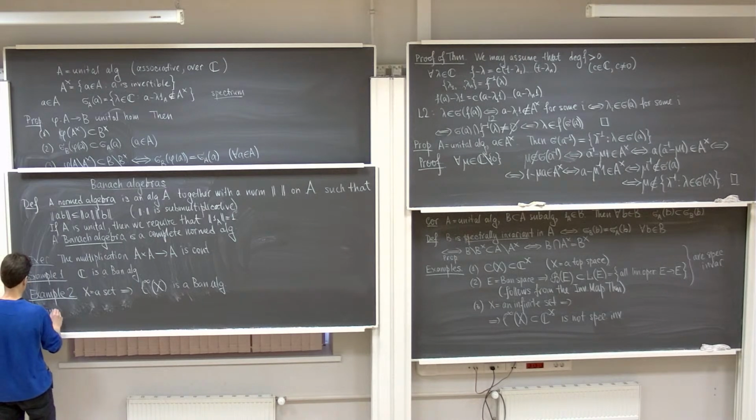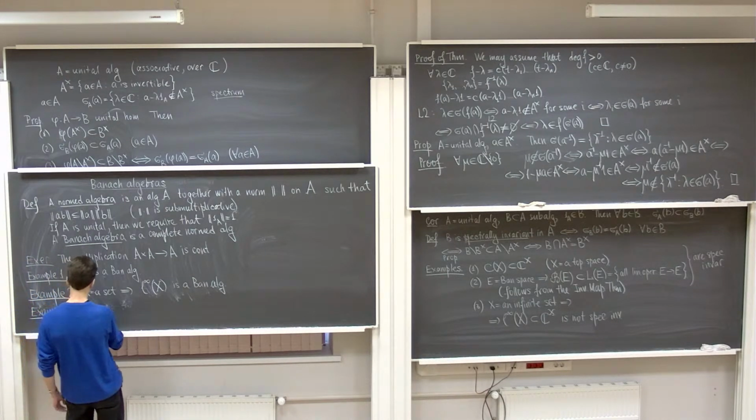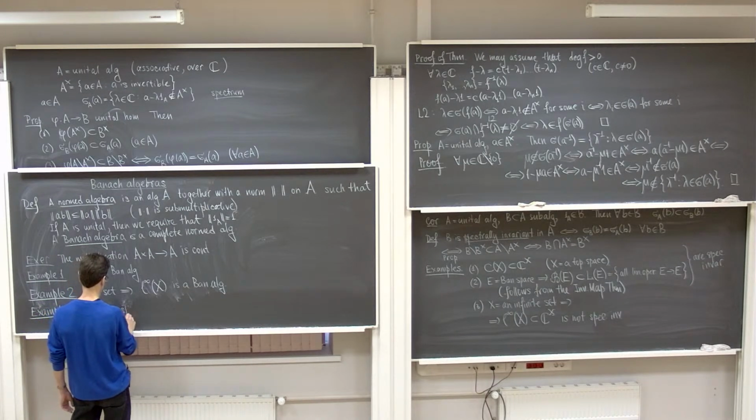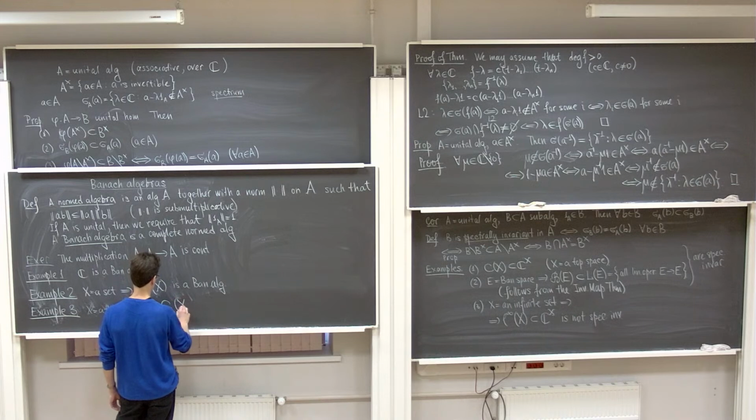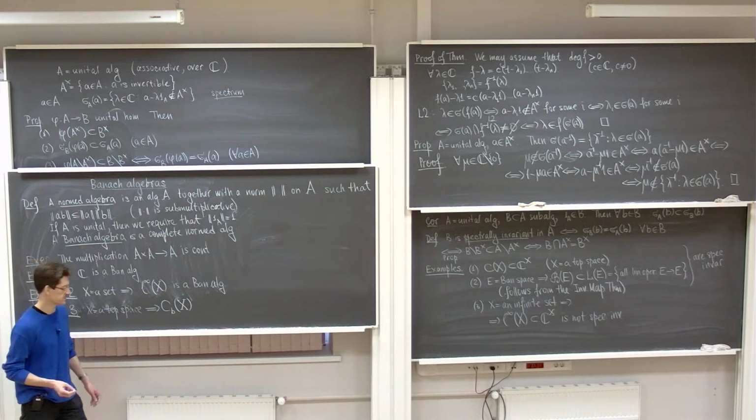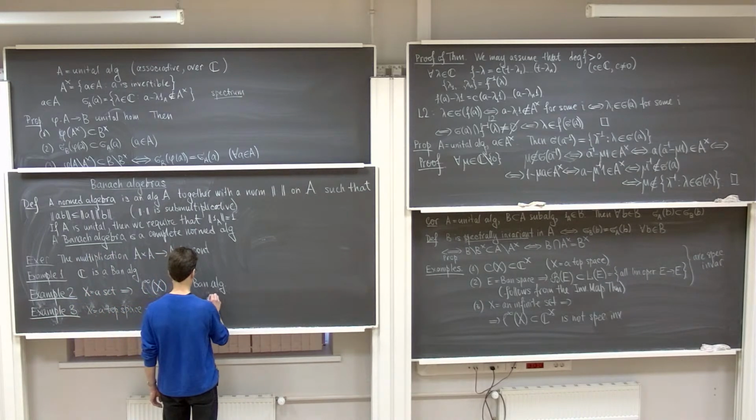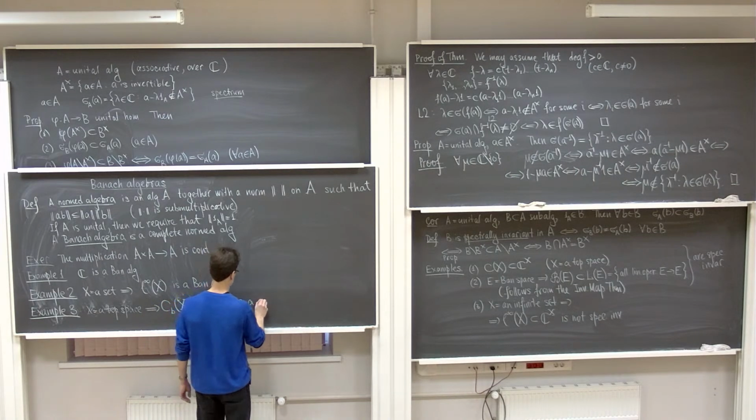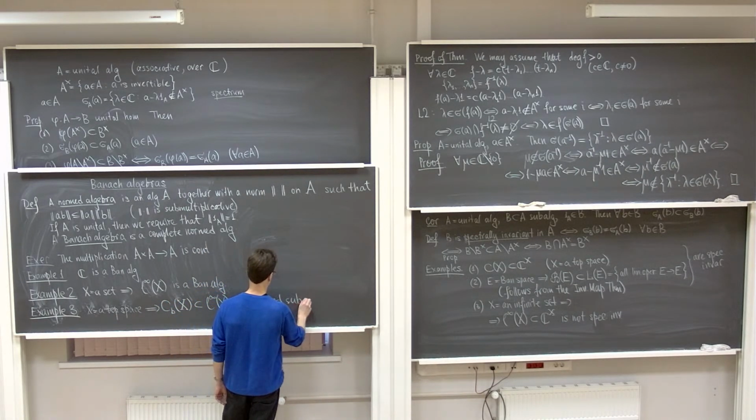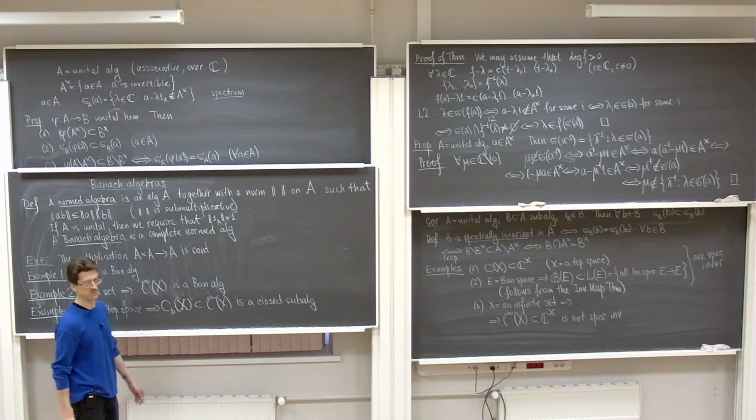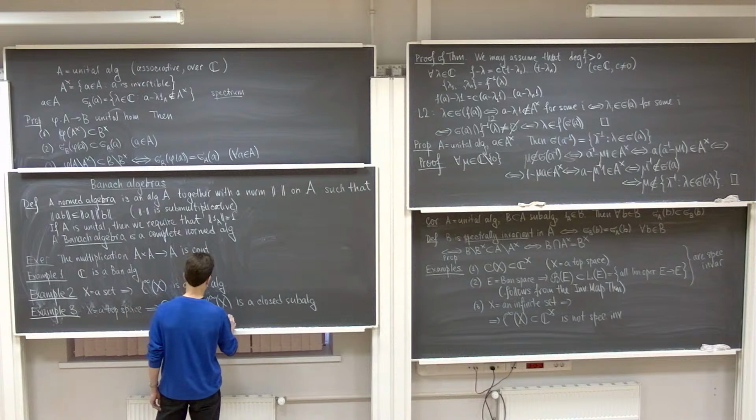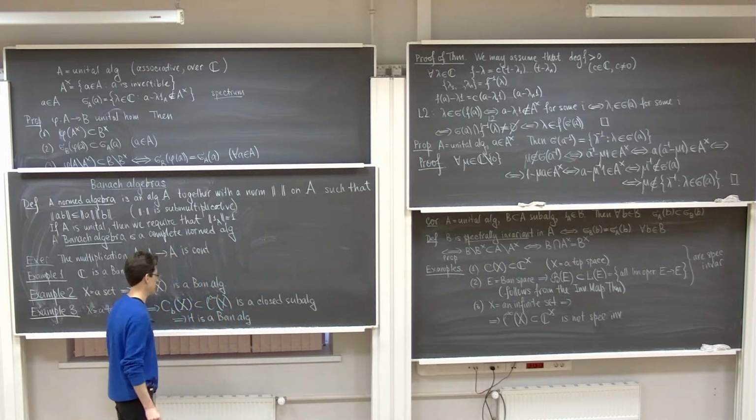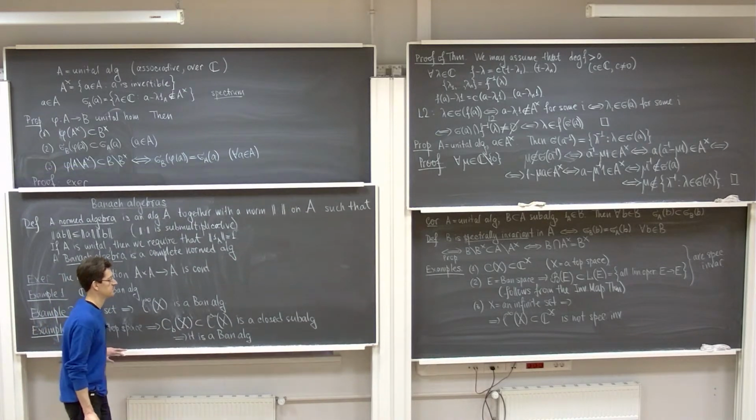Example 3. Suppose now that X is a topological space. And let's look at the algebra of continuous bounded functions on X, CB of X. Well, we know that this is a closed subalgebra in L infinity of X. But it's immediate that a closed subalgebra of a Banach algebra is also a Banach algebra. In particular, the algebra of continuous functions on a compact topological space is a Banach algebra.